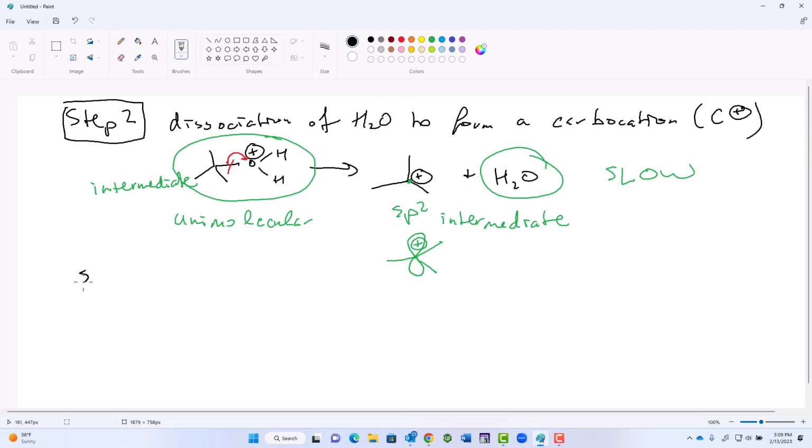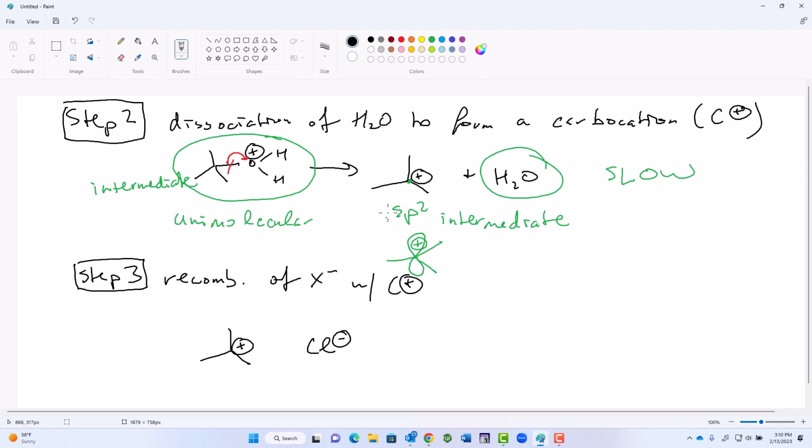So the final step in this reaction mechanism, step 3, is going to be the recombination of X minus with the carbocation. So what that looks like is we now have our carbocation. We have a Cl minus. This is simply physics. This is negative and positive charges attracting. We see the Cl minus be attracted to the positive charge.